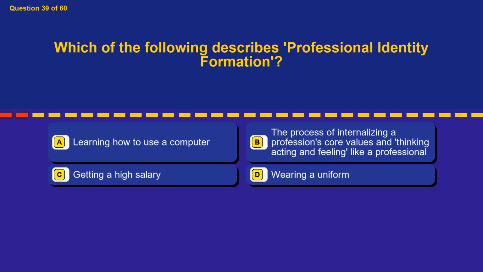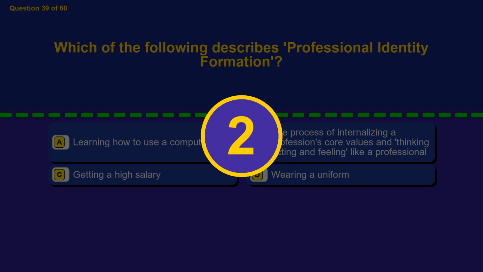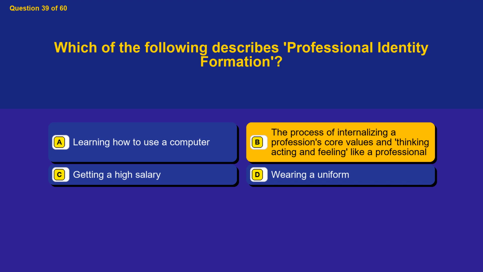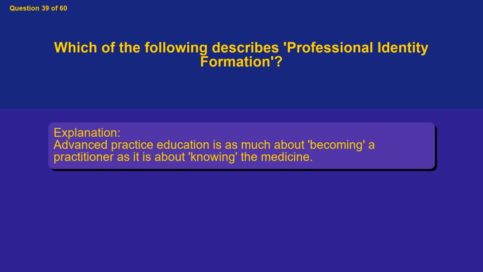Question 39. Which of the following describes professional identity formation? Option A, learning how to use a computer. Option B, the process of internalizing a profession's core values and thinking, acting, and feeling like a professional. Option C, getting a high salary. Option D, wearing a uniform. The correct answer is option B. The process of internalizing a profession's core values and thinking, acting, and feeling like a professional. Advanced practice education is as much about becoming a practitioner as it is about knowing the medicine.